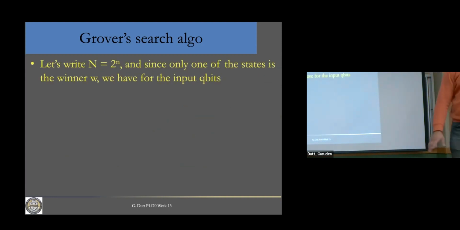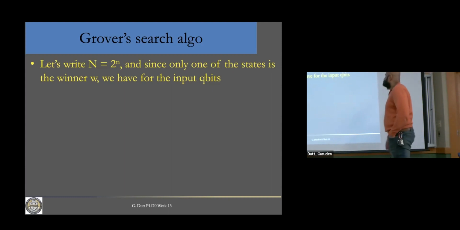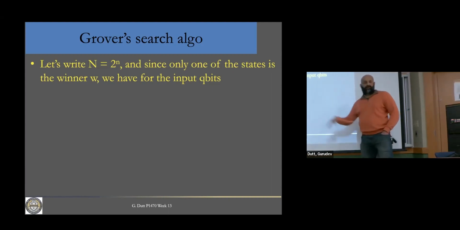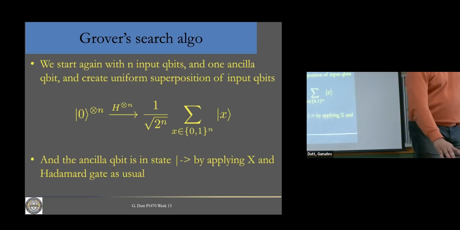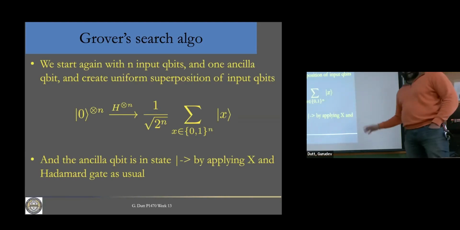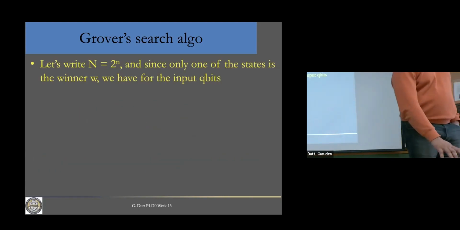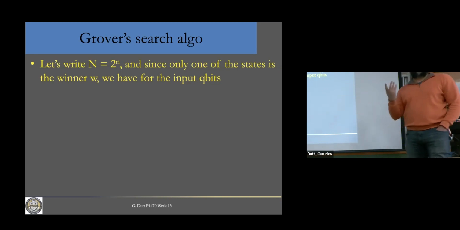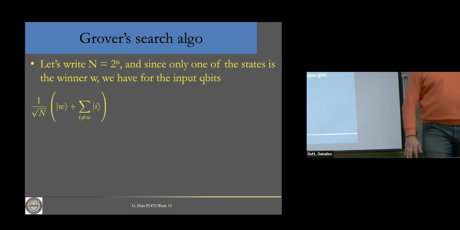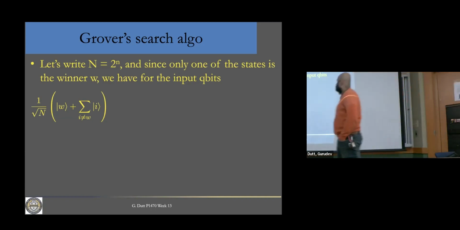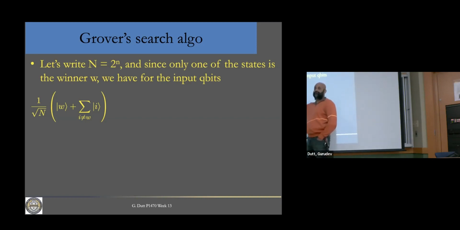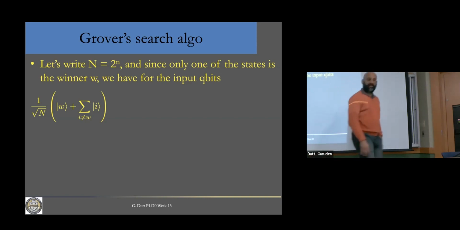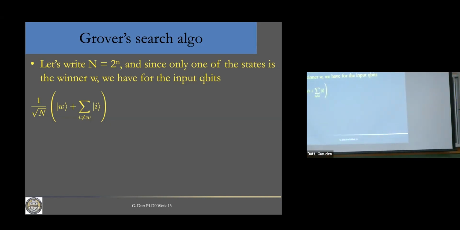So at this point, let's go through a little bit of the math. First of all, we'll write 2 to the power n, which appears in the superposition, as capital N, just to make the notation a little easier. And we know that only one of the states is the winner, right? Whichever that winner is, we don't know, but we know only one of them is the winner. So we have for the input qubit the state W, which is the winner, and then all the other states which are not the winners. I don't want to use the L word here, but you know what I mean.